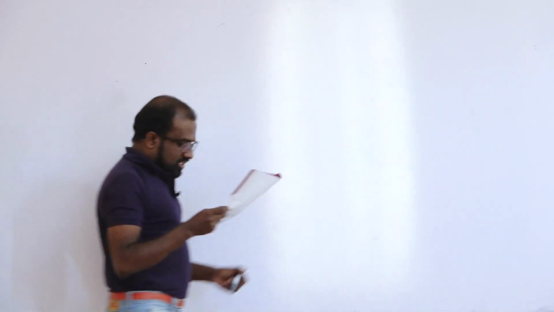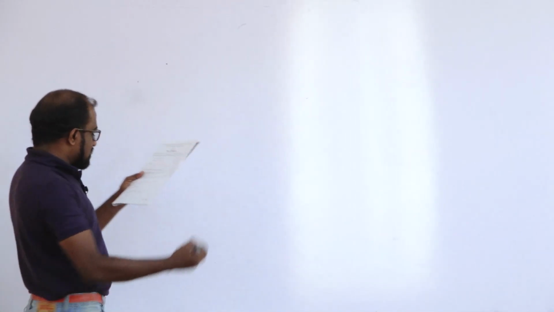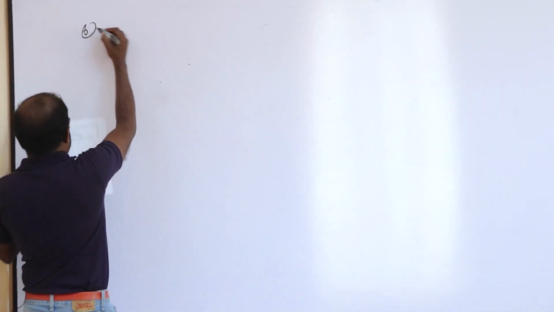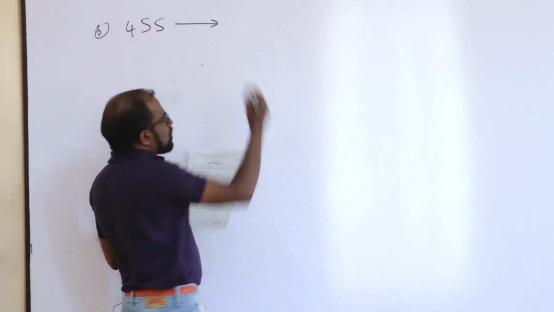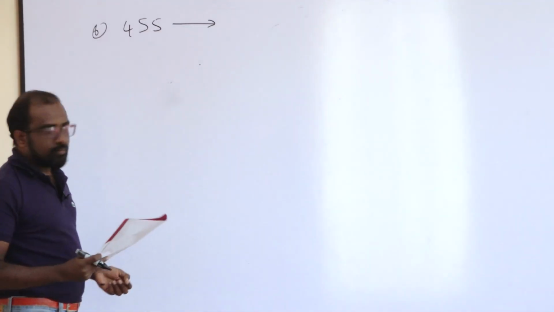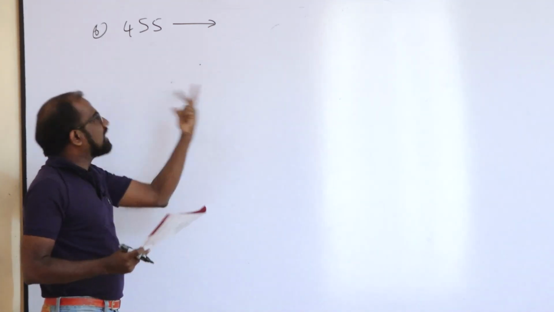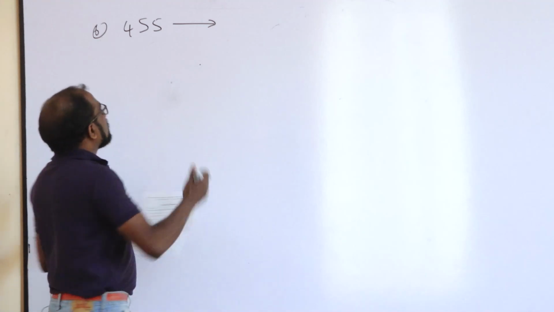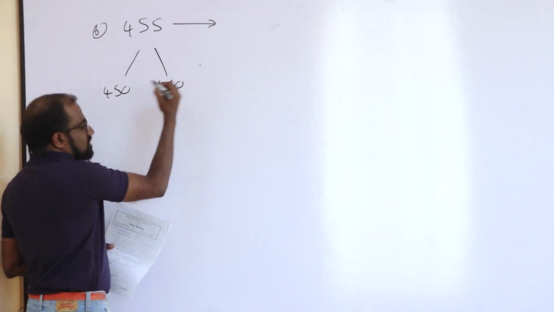Right, we'll move to the 6th question. Round off 455 to the nearest 10. You are asked to round off to the nearest multiple of 10. So what are the two multiples on either side of 455? This side you have 450, the other side you have 460.